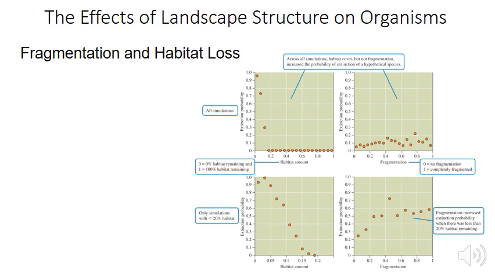These graphs from Farig's data just show how, from her simulations, loss of habitat cover but not fragmentation affects the probability of extinction in a hypothetical species. But the bottom two graphs show that once you get down to below 20% of initial habitat coverage, that's when fragmentation does start to have a significant impact on the extinction probability of species.